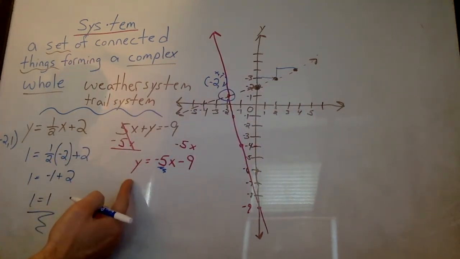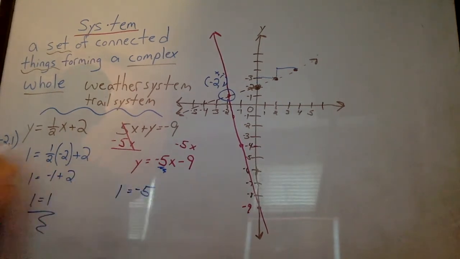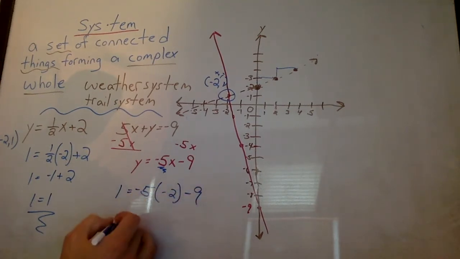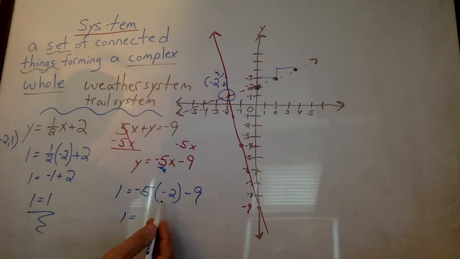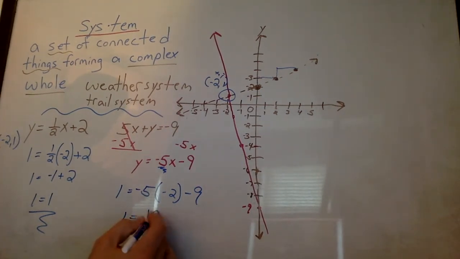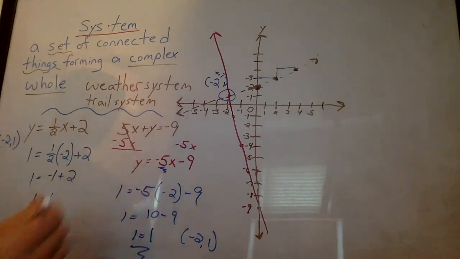Okay, let's see if it works out over here. Y is still 1 equals -5 times -2 minus 9. 1 equals, what's -5 times -2? Is it -10 or positive 10? It's positive 10. 10 minus 9. 1 equals, what is 10 minus 9? Hopefully you know it's 1. 1 equals 1. That means it's also a balance in the equation with the coordinate pair -2, 1. That means the solution to this system is -2, 1.